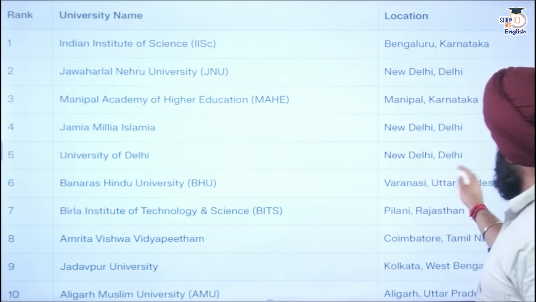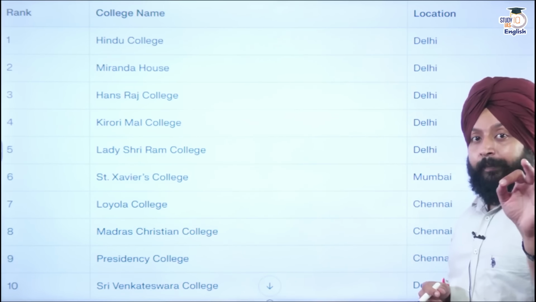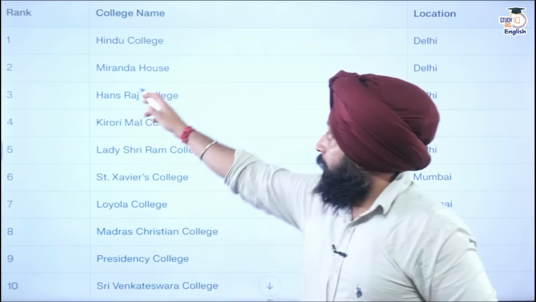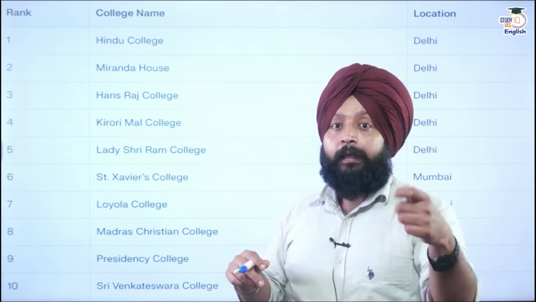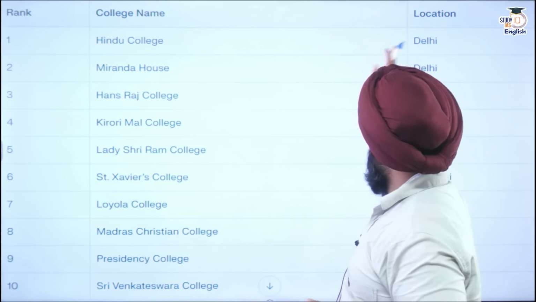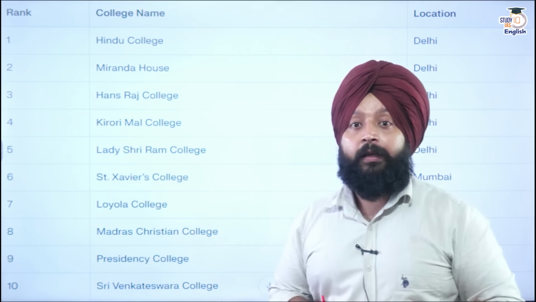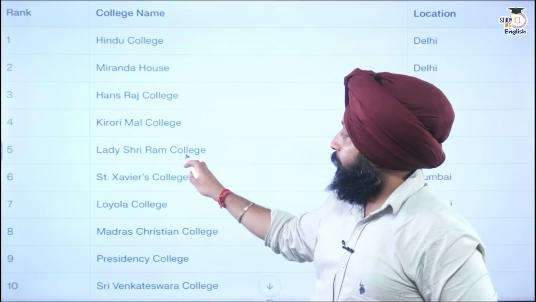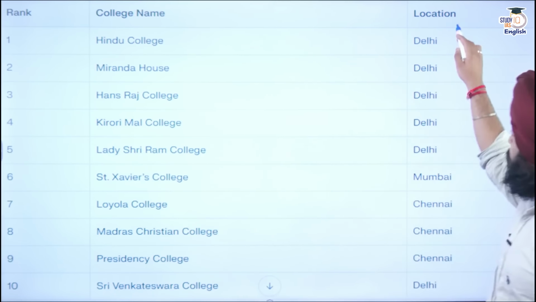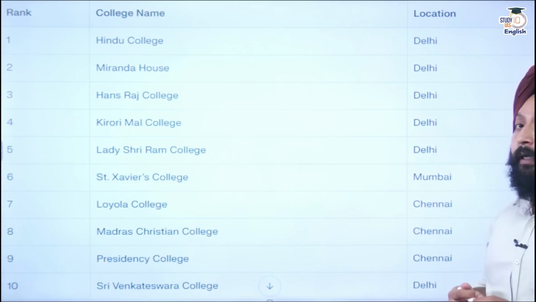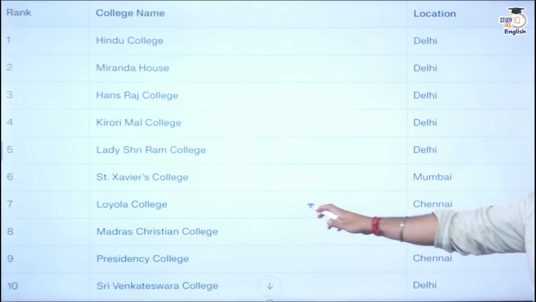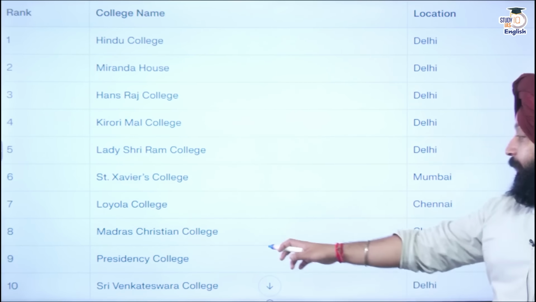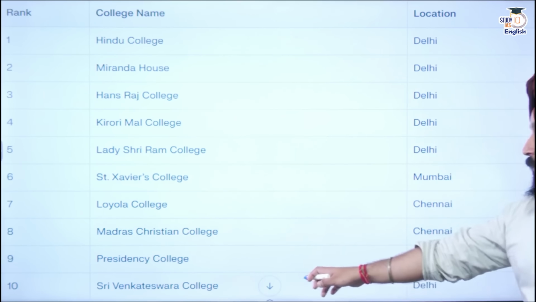Now, if we move on to colleges, in the case of colleges, Delhi is a top performer. Hindu College, obviously affiliated with Delhi University, is the top performer in the NIRF ranking in the college category. Miranda House, Hansraj College, Kirori Mal College, Lady Shri Ram College, St. Stephen's College, all of them belong to Delhi. St. Xavier's belongs to Mumbai. Then you have Loyola College, Chennai, obviously Tamil Nadu. Madras Christian College, Chennai, Tamil Nadu. Presidency College, Chennai. Sri Venkateswara College, Delhi.